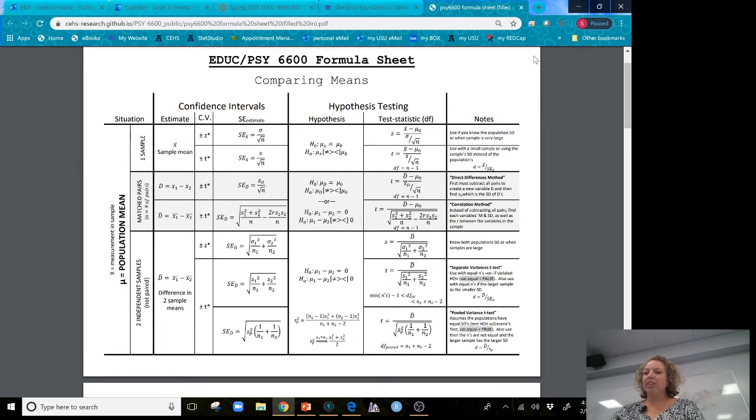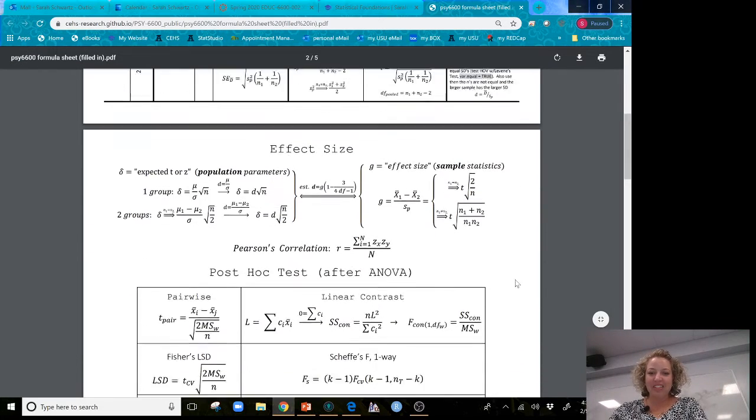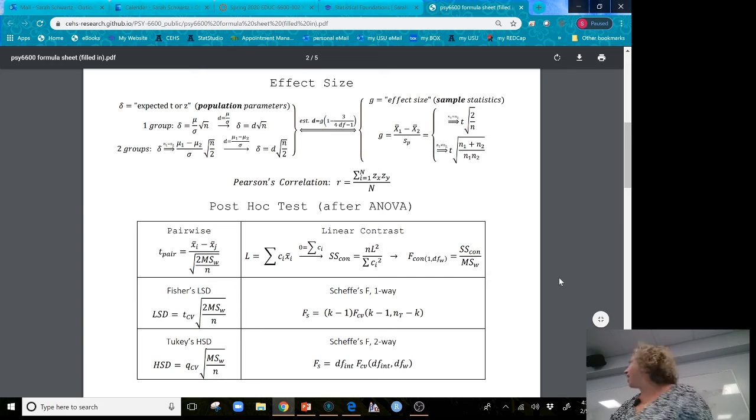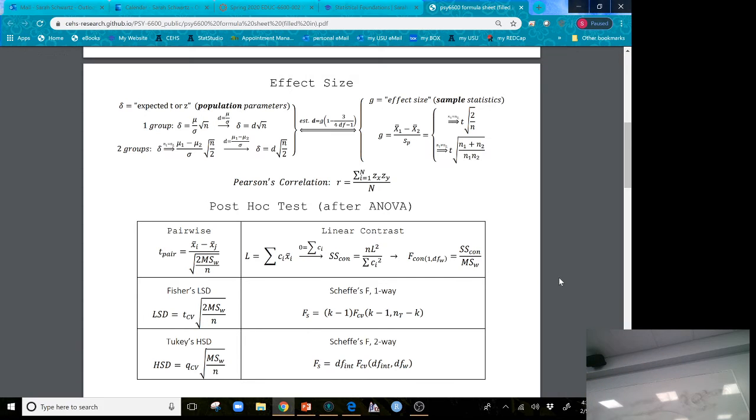What do we start covering? ANOVAs. But here on the back, coming up is a chapter on effect size and power analysis. So here's our formulas we will get to for effect size. You don't really need to memorize the formulas.